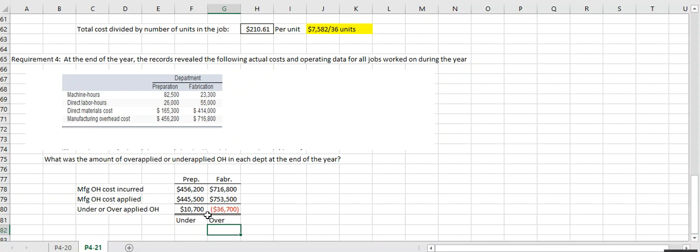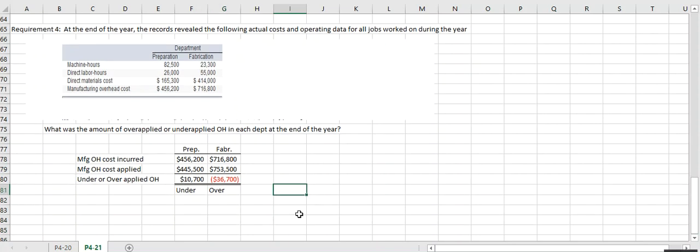We would do the opposite in the preparation department. We would adjust our cost of goods sold up because we didn't cost out enough. So we're going to have to cost out an additional $10,700. So that's all there is to this one.